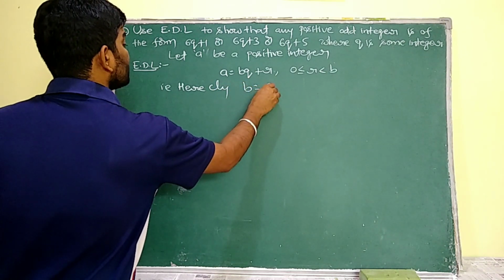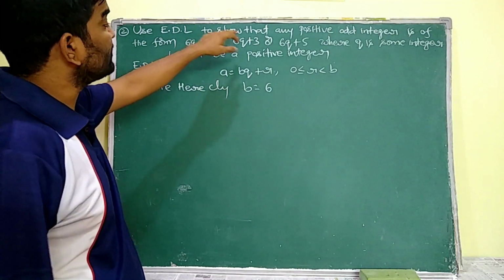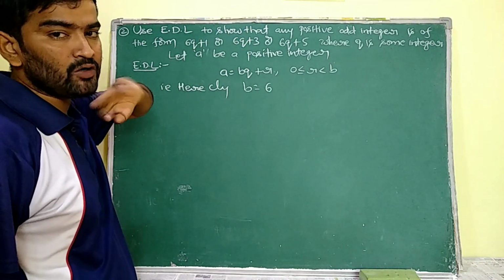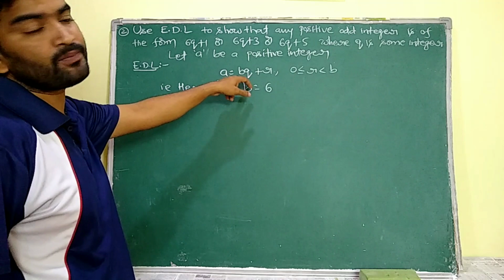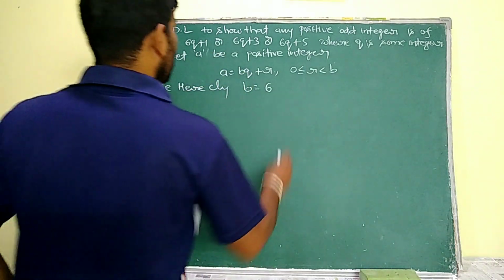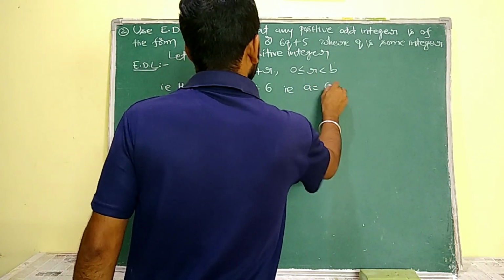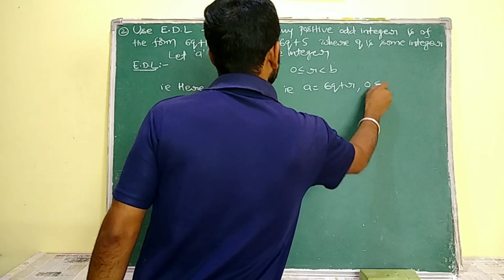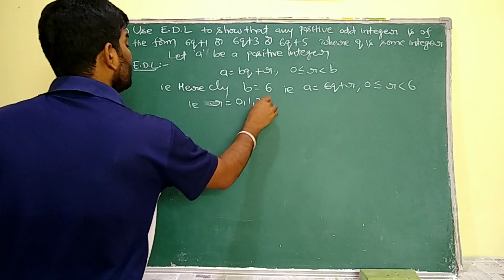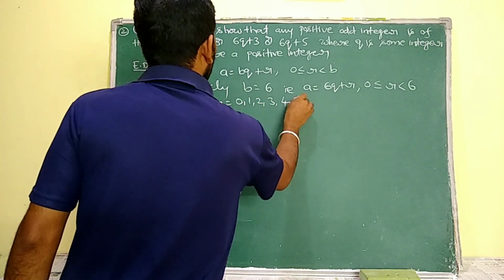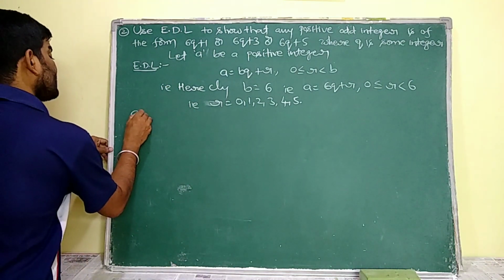Here clearly B is equal to 6. Why? Because we have to show that every odd integer is in the form 6q plus 1, 6q plus 3, 6q plus 5. By comparing the given values with A is equal to BQ plus R, our B value is 6. That is, A is equal to 6q plus R, where 0 is less than or equal to R is less than 6. That is, R is equal to 0, 1, 2, 3, 4, 5. Why? Because R is less than B. Now we are going to write the cases.